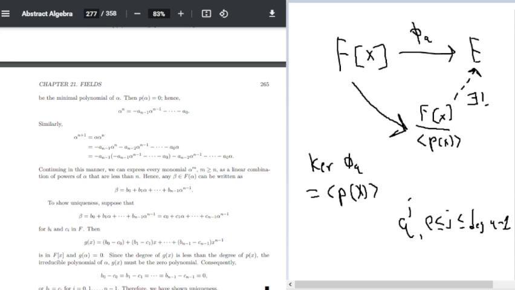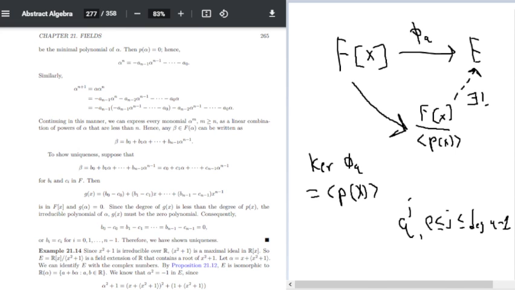Hence, alpha to the n is equal to minus a n minus 1 alpha to the n minus 1, all the way to minus a naught. Similarly, alpha to the n plus 1 is equal to alpha times alpha to the n, which is equal to, using the inductive step one more time, negative a n minus 1 alpha to the n minus 1 and on to minus a naught, and then you just apply the same thing again. So once you have this identity, you just expand it out to continually lower the identities. Continuing in this manner, we can express every monomial alpha to the m with m greater than or equal to n as a linear combination of powers of alpha that are less than n.